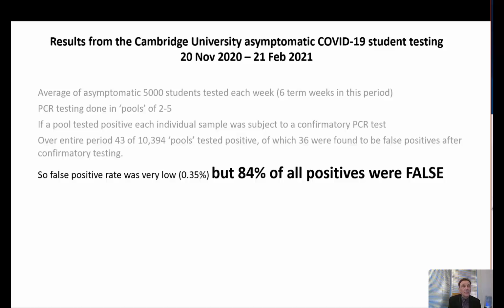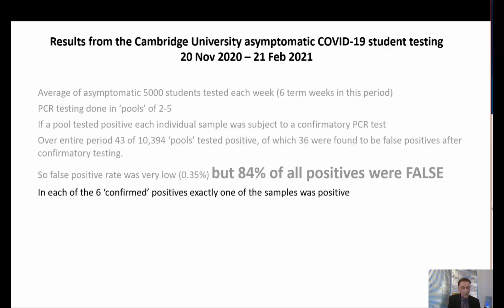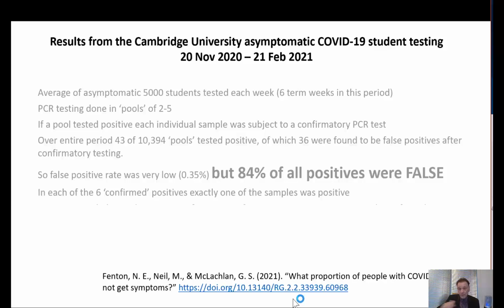Here is real-world evidence, because this was very careful PCR testing with the confirmatory testing. We know that the vast majority of asymptomatics testing positive are false positives. In each of the 6 confirmed positive pools, exactly 1 of the samples was positive. And that was all reported here.